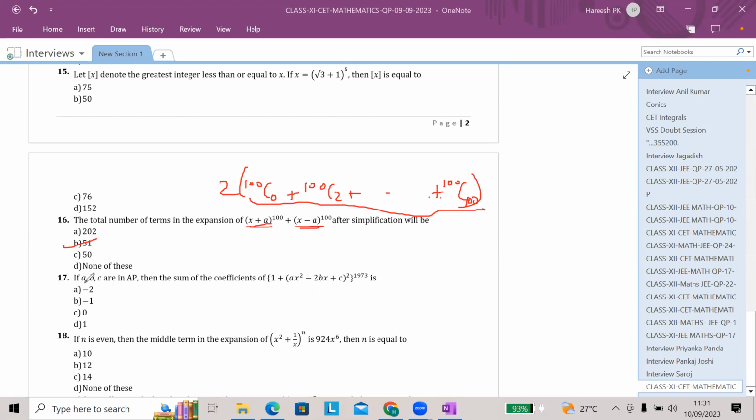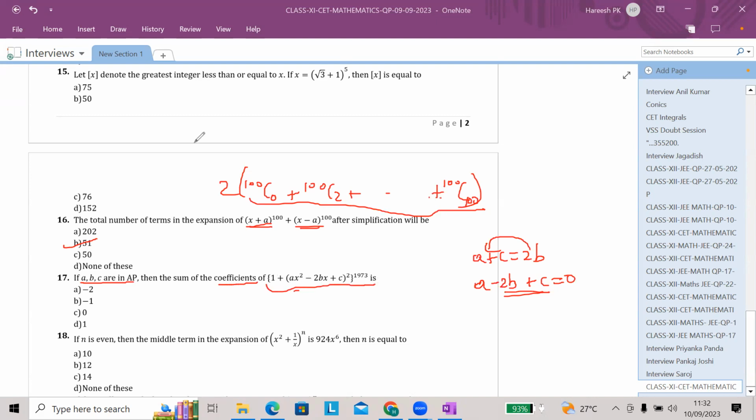Next, if A, B, C are in AP. So remember, when A, B, C are in AP, A plus C is nothing but 2B, or A minus 2B plus C is equal to 0. Now, how are we going to use this here? They are asking what is the sum of coefficients of this whole thing.